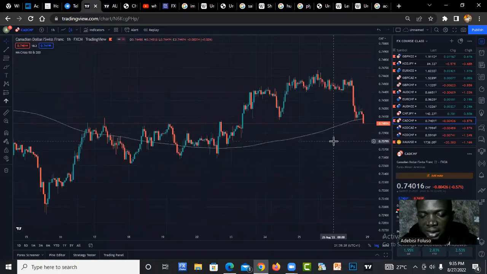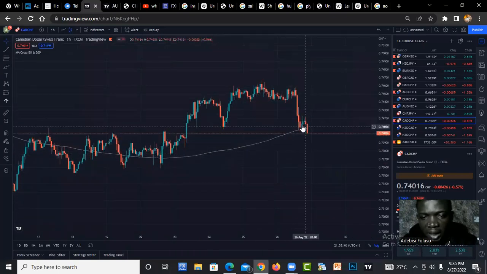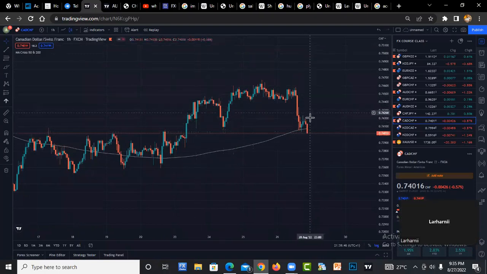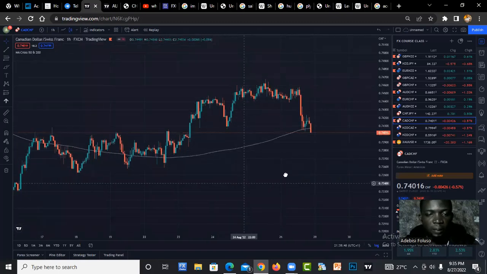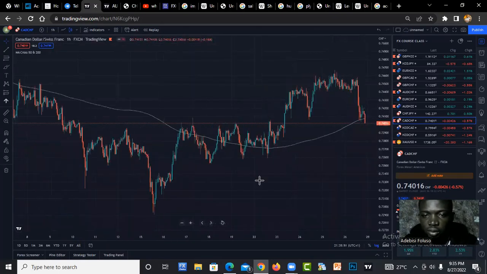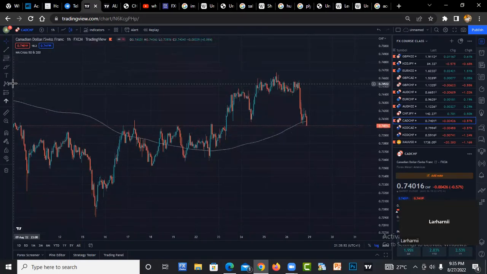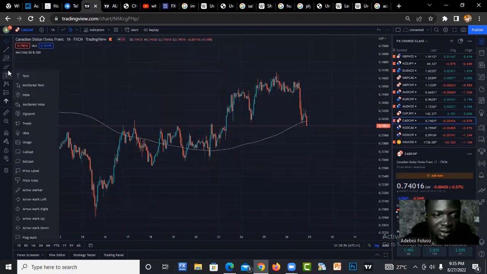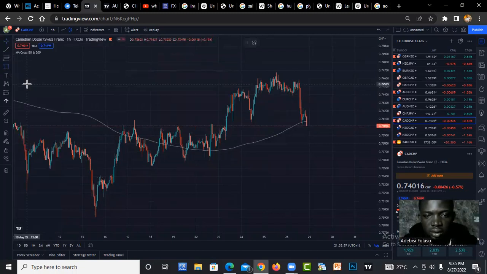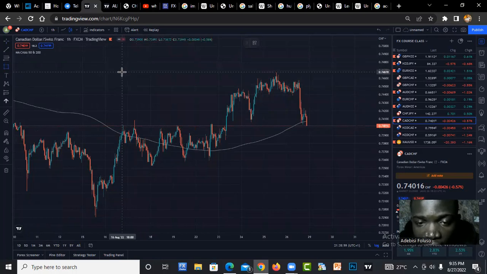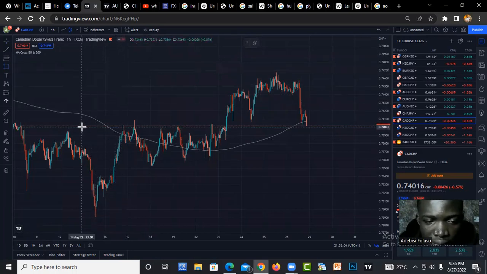Looking at my 1 hour now, presently you see the price is just breaking out of the 200 EMA. The price is bullish, just breaking out of the 200 EMA. Now let me look for our support and our resistance, and let's see how we can put. Now I have what I have. I'm having a support here.